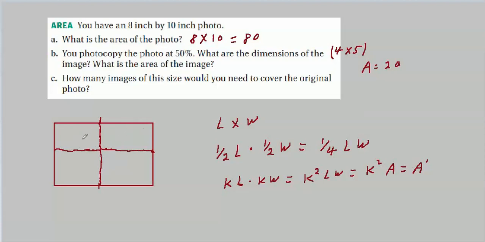It sounds crazy, but remember, we're cutting the linear dimensions in half. It means the area is going to be reduced to 1/4. So whatever you do to the linear dimensions, you have to square that to figure out what you're doing to the area. If you double the linear dimensions, the area becomes 4 times what it was before. If you cut the linear dimensions in half, the area becomes 1/4 of what it was before.